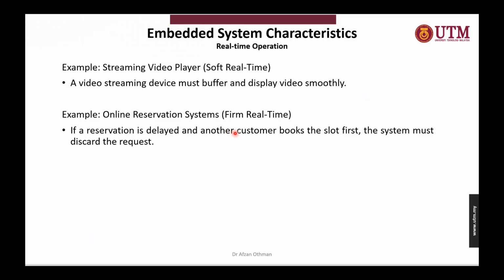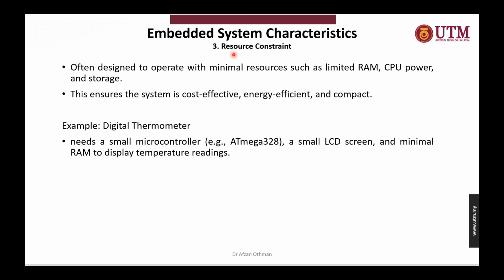So this is the second characteristic of the embedded system. The third characteristic of the embedded system is resource constraint. Embedded systems are often designed to operate with minimal resources, such as limited RAM, CPU power, and storage. Why is that? Because an embedded system only has a dedicated function, so to run this dedicated function, you do not need a very powerful device, a very powerful processor.